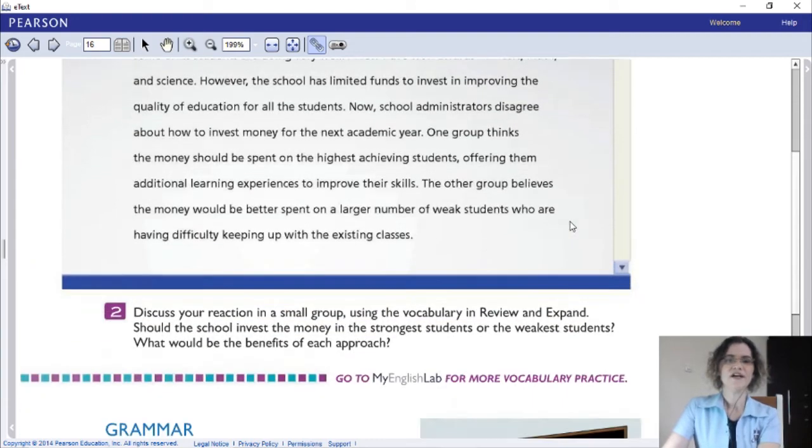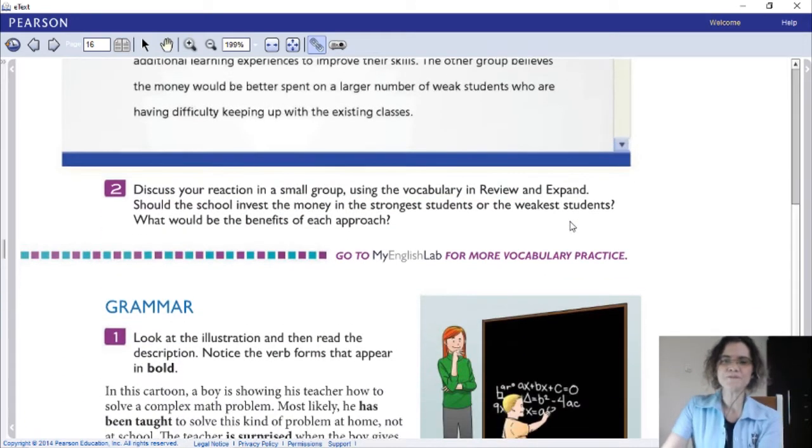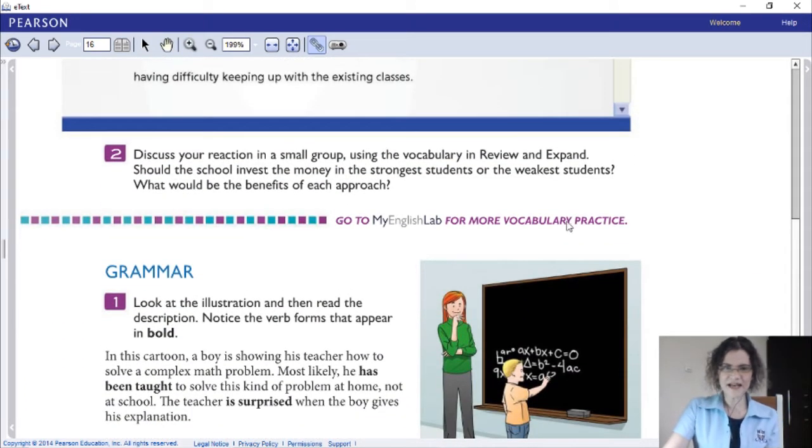Okay, that brings us to number 2. I would like you to think about this. Should the school invest the money in the strongest students or in the weakest?